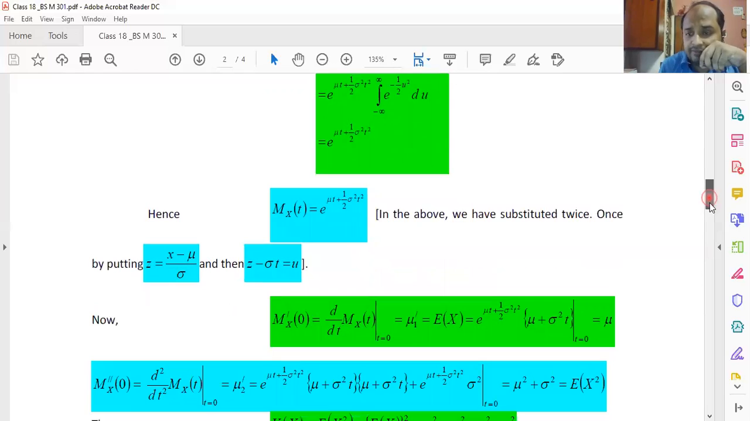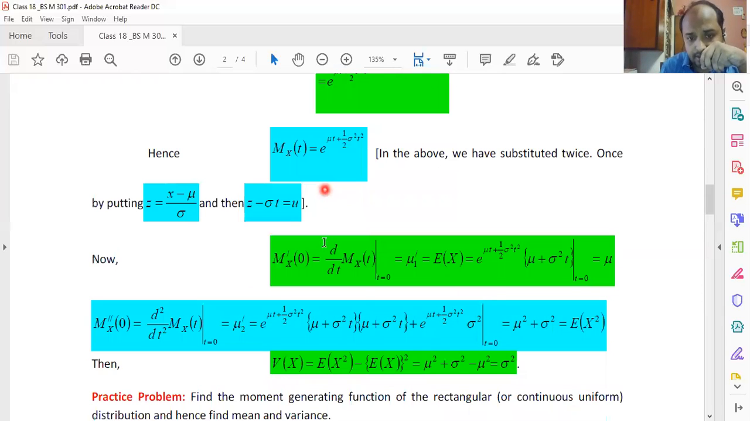Once the moment generating function is found, our next objective is to get the mean and variance for the distribution. So we are going to take the derivative of this with respect to t once, first, putting t equal to 0. And if I do so, we get M_X prime at 0, that will be mu1 prime. And mu1 prime is nothing but the expectation of the random variable capital X.